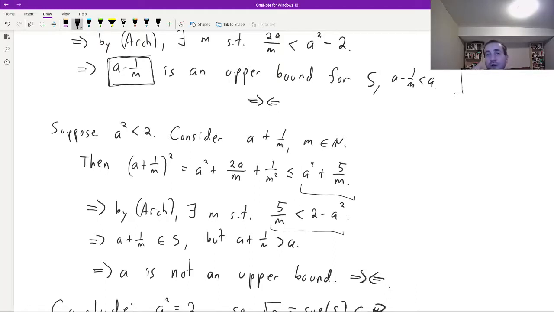When we've done that, when we've gone just a tiny bit above A, then A plus 1 over M is still sitting inside of S, but obviously A plus 1 over M is bigger than A. Therefore, A is not an upper bound at all, right? Because it's not bigger than A plus 1 over M, and so we have a contradiction as well. So using basically the same argument we've just shown that A squared is bigger than or equal to 2.